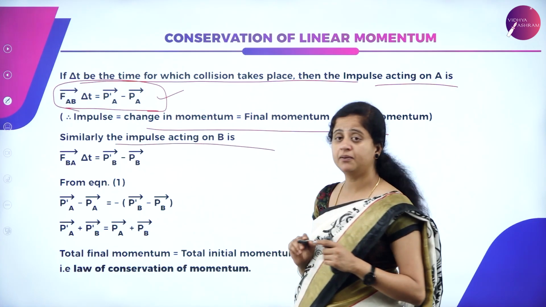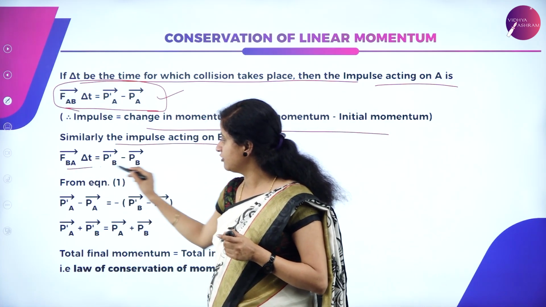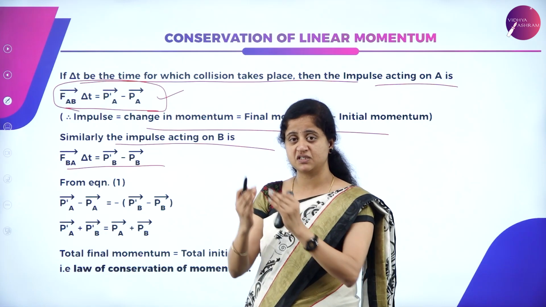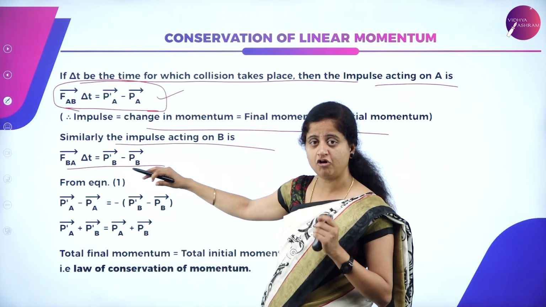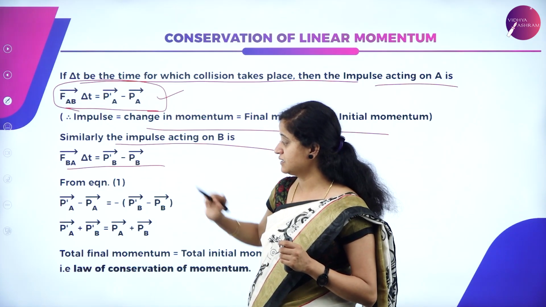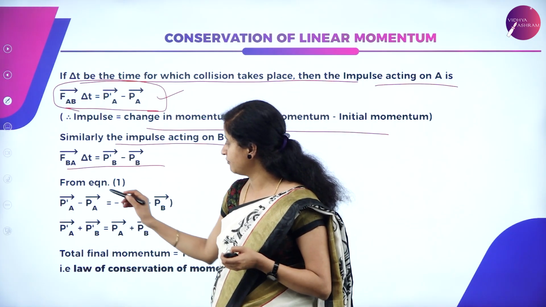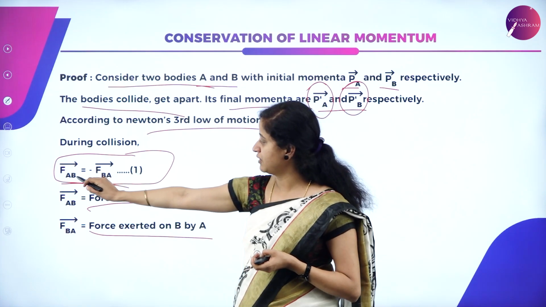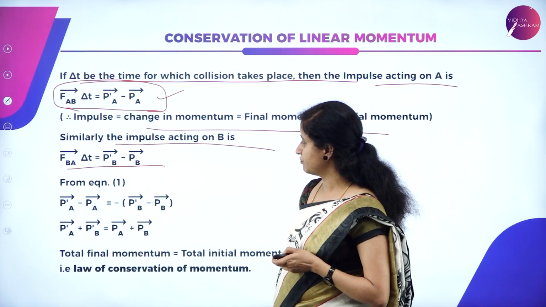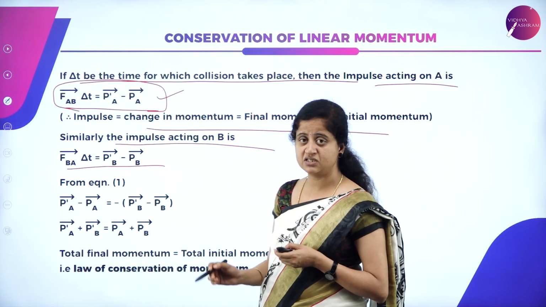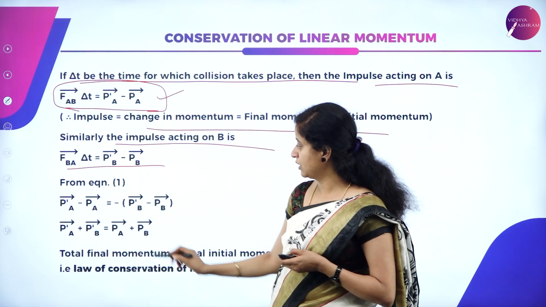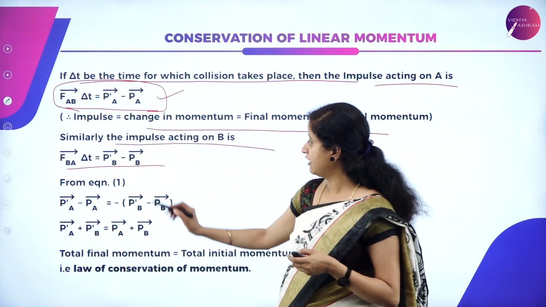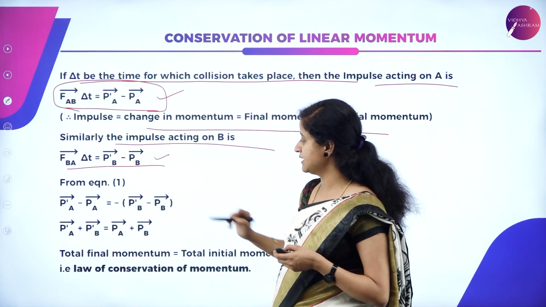Similarly, the impulse acting on B is given by FBA into delta T, which means force into time is impulse, which is nothing but the change in momentum of the object, that is P dash B minus PB. Now from equation 1, we have FAB equals minus FBA. So from equation 1, let us substitute these two. FAB is P dash A minus PA, which is equal to minus of FBA, and FBA is again P dash B minus PB.